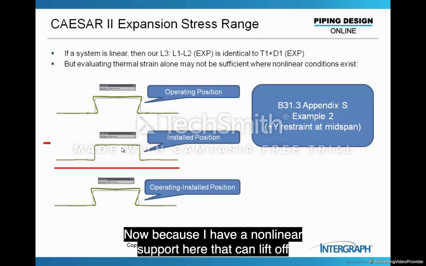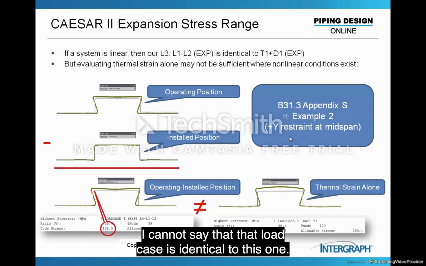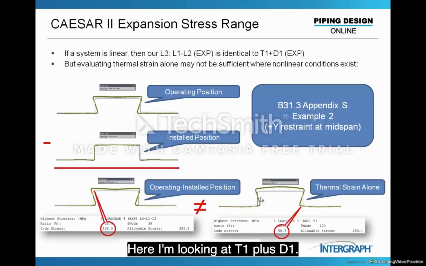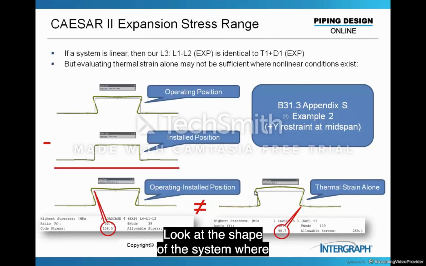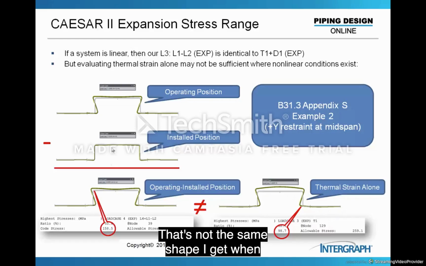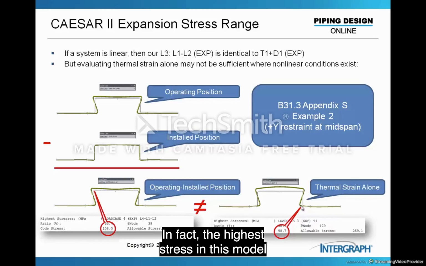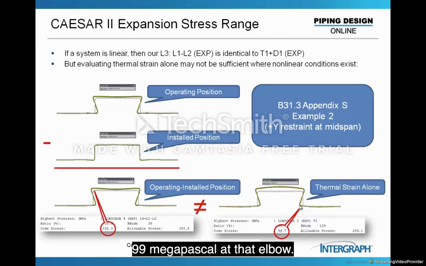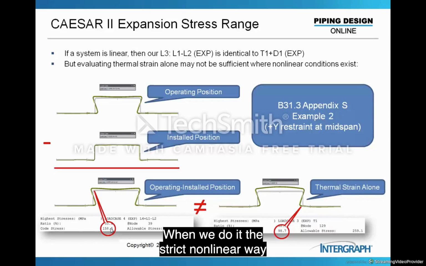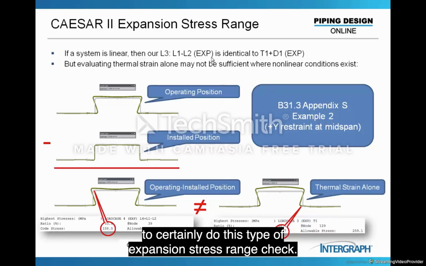Now, because I have a nonlinear support here that can lift off, I cannot say that that load case is identical to this one. Here I'm looking at T1 plus D1. Look at the shape of the system where it lifts off that support. That's not the same shape I get when I subtract these two, operating minus installed. In fact, the highest stress in this model is at this lower elbow here. We're getting about 98, 99 megapascal at that elbow. When we do it the strict nonlinear way, we get over 158 megapascal at this elbow up here. It is wise, if you have nonlinears, to certainly do this type of expansion stress range check.